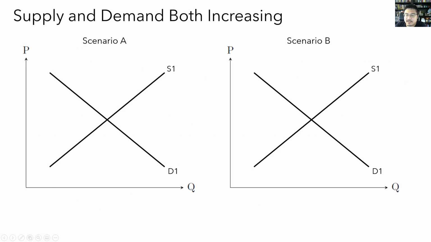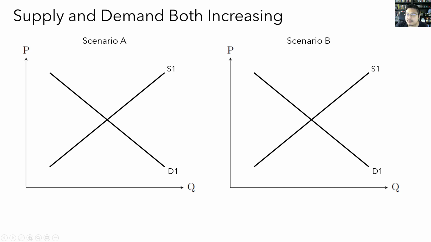In all the previous examples, we only looked at demand or supply changing on their own. And so now we're going to do a series of examples where supply and demand are changing at the same time. And what we're going to see is that when supply and demand are both changing at the same time, things get just a little bit more complicated, okay? But again, the approach is the same.